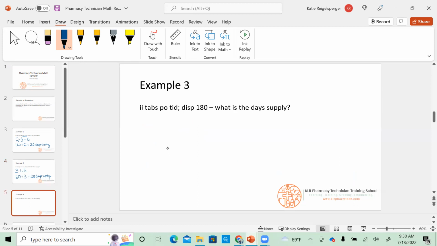This one says, take 2 tablets by mouth 3 times a day. Dispense 180. What is the day supply? So again, how many tablets does the patient need to take each time? The answer is 2. How many times a day does the patient take 2 tablets? The answer is 3. 2 times 3 equals 6. What is the total amount of tablets being dispensed to the patient?